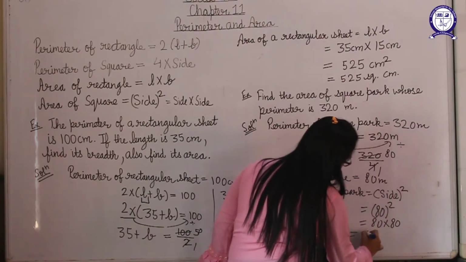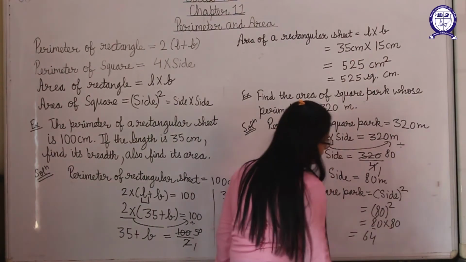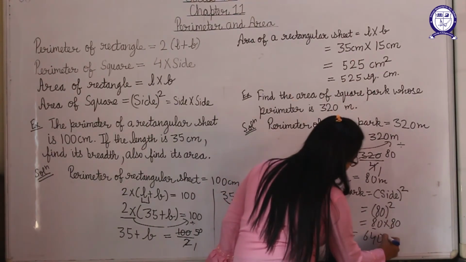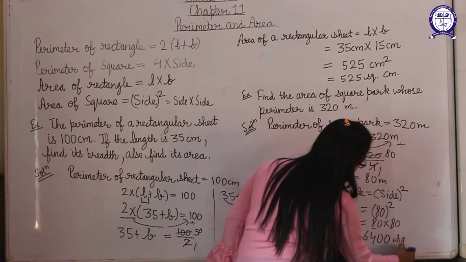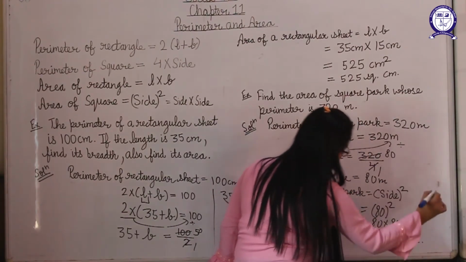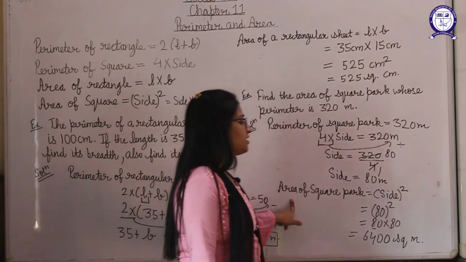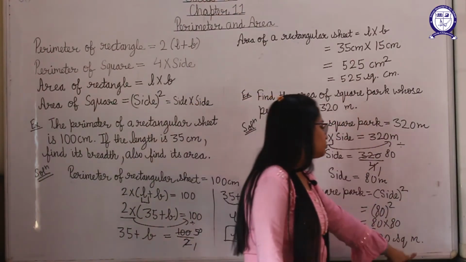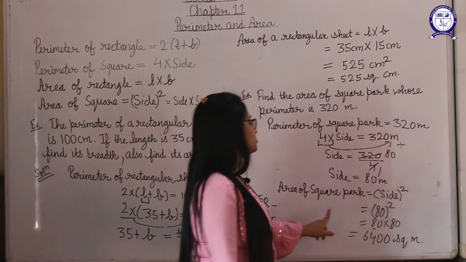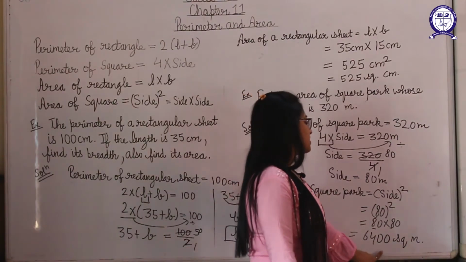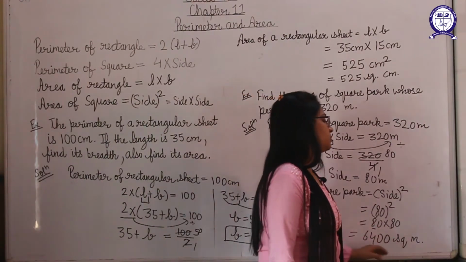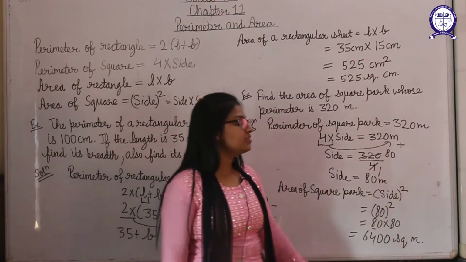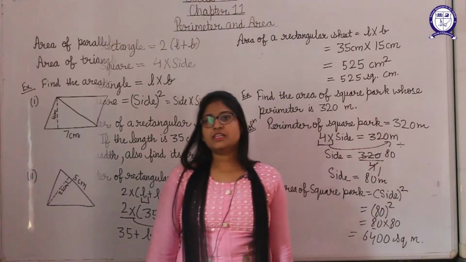So 8 8s are 64. Here 8 8s are 64 and 2 zeros are here, so we will put 2 zeros. So 6400 square meters. As we are finding the area, we will write square, and as the measurement is in meters, we will write meter. So the area of the square park comes out to be 6400 square meters. So students, by this you can complete your first exercise.